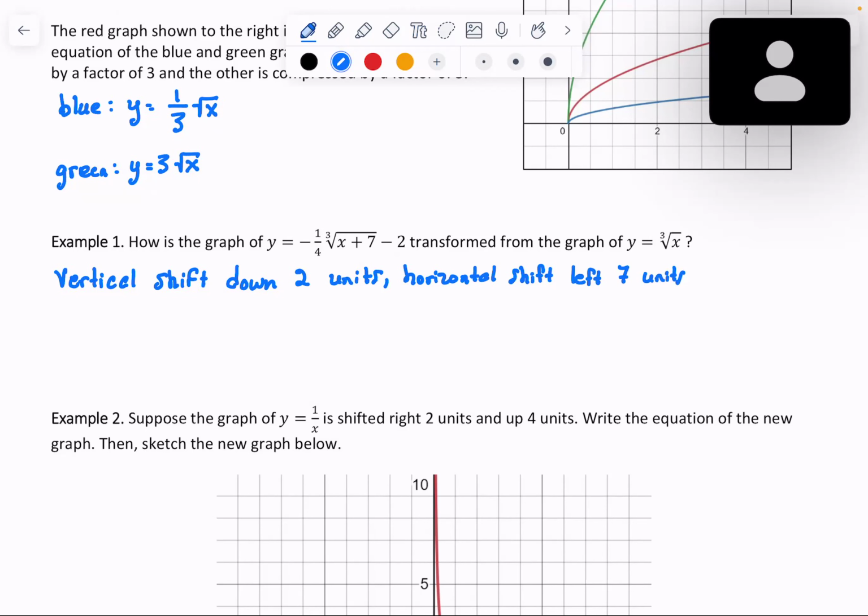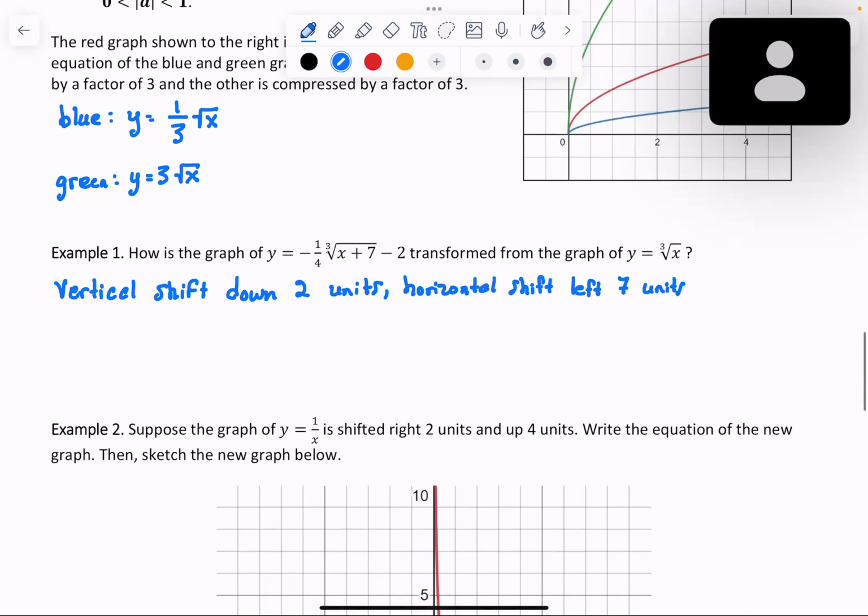Now, what other shift did we have? We had reflection. So is it reflected across the x-axis? What do you think? Is there a negative out front of this? Yes, so it is reflected across the x-axis. So reflected over the x-axis.